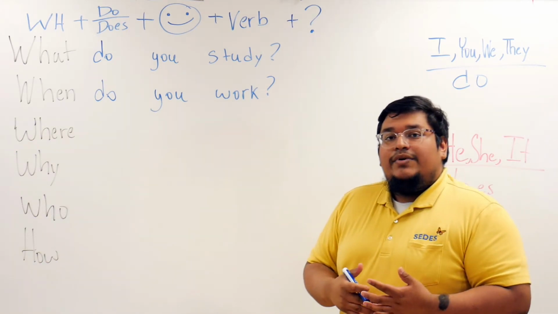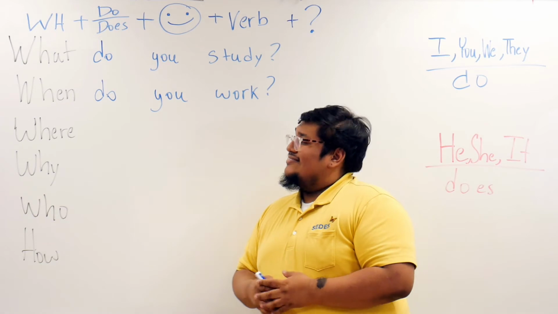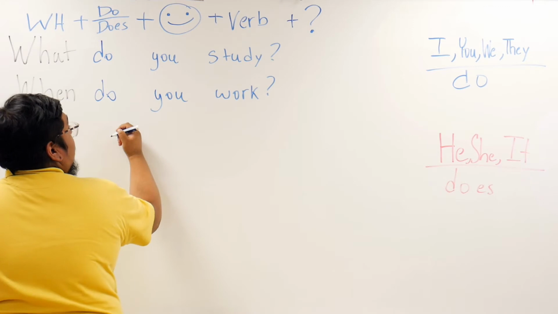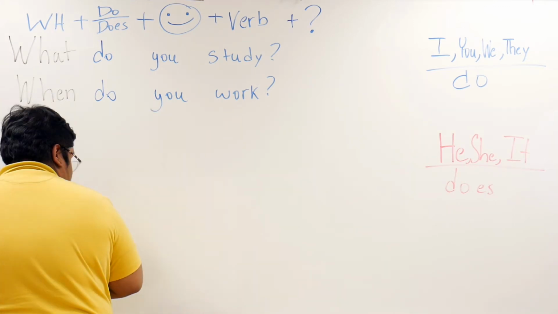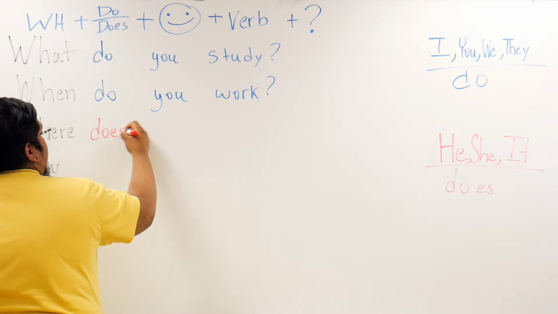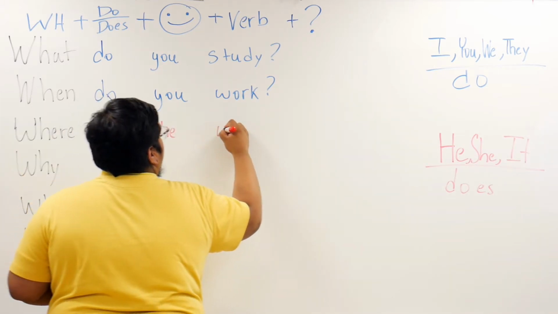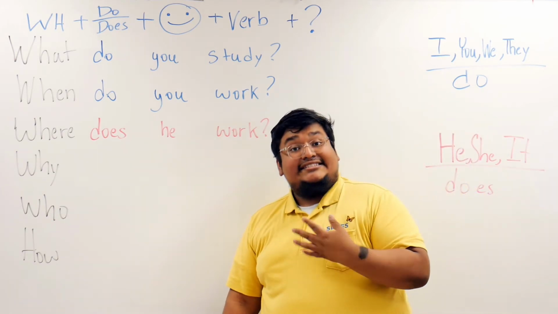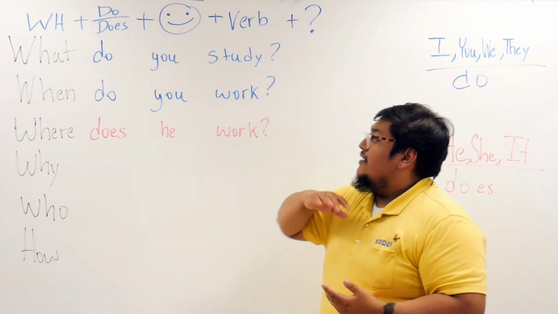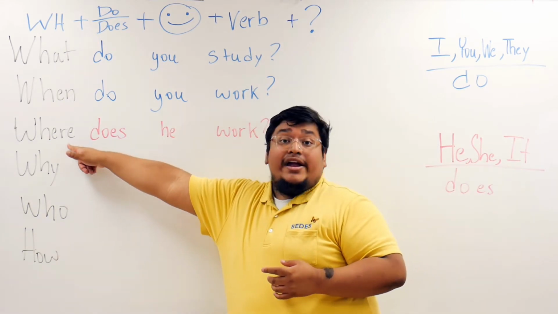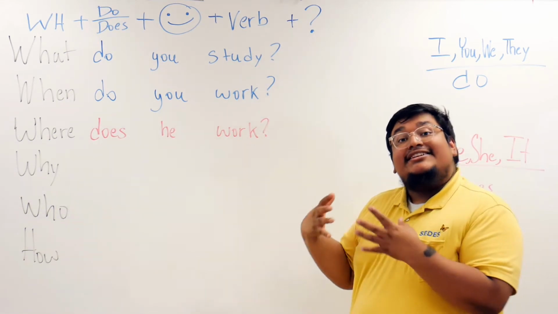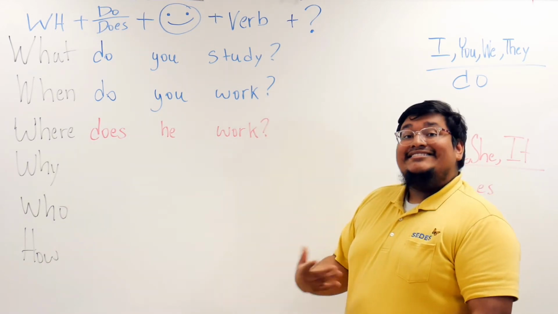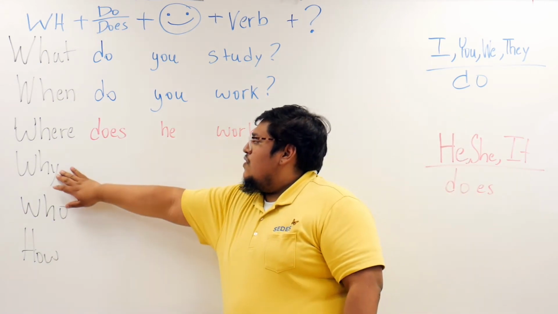Where? When we ask where, we're looking for a place or a location. Okay, so that is what that is asking for. So I can say, let's switch it up. Let's use the word does. Where does he work? I can say I work at SEDES, the school. The specific place that where is asking for is SEDES, because that is a location, that is a place. So where does he work? He works at SEDES.